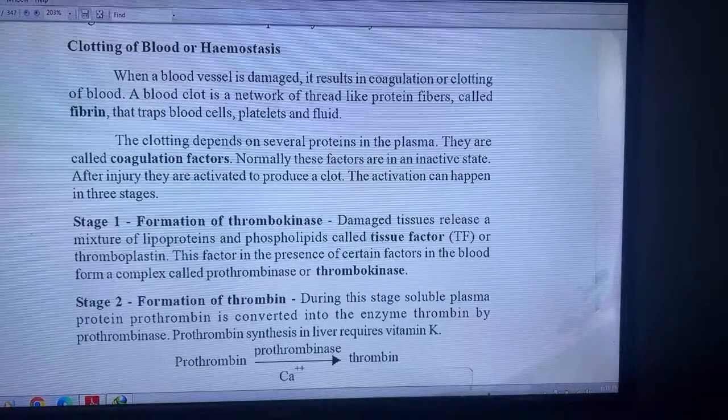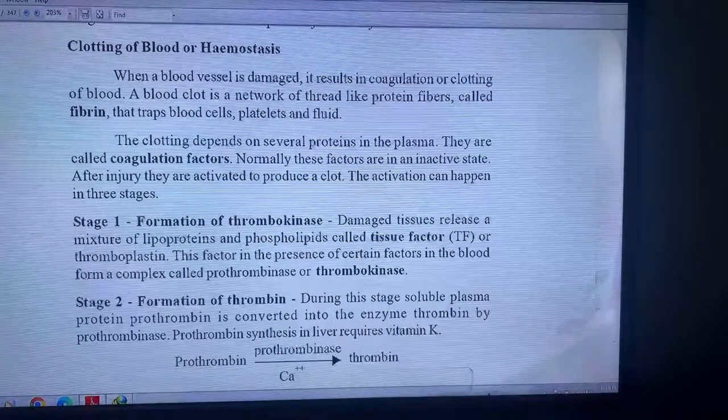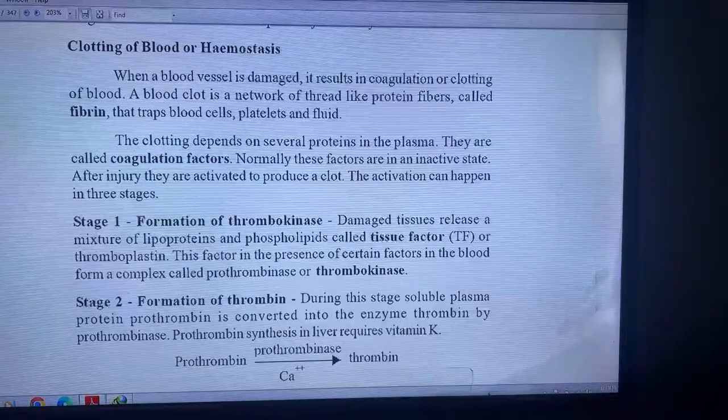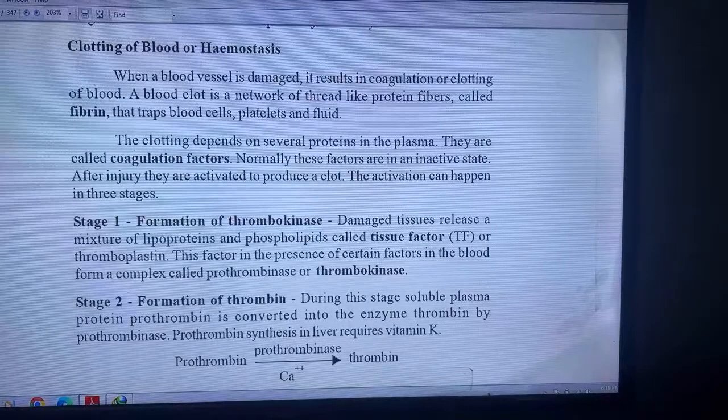Normally, these factors are in an inactive state. After injury, they are activated to produce a clot. The activation can happen in three stages. Stage 1, formation of thrombokinase. Damaged tissue releases a mixture of lipoproteins and phospholipids called tissue factor, or thromboplastin. This factor, in the presence of certain factors in blood, forms a complex called prothrombinase or thrombokinase.